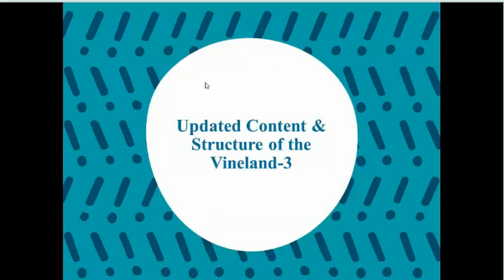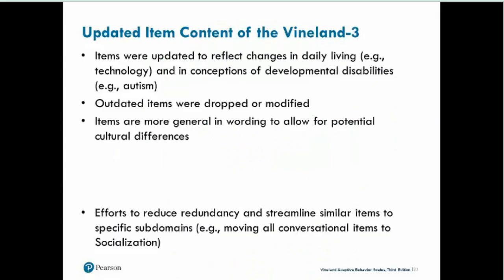Look at the updated content and structure of the Vineland 3. The Vineland 3 items were updated to reflect changes in daily living, and a lot of this is around new technologies and also in relation to conceptions of developmental disabilities. For example, there are more questions that are designed to help assess adaptive behavior in children who have autism, because we know that is a higher incidence area now than maybe 10 to 20 years ago. The outdated items have been dropped or modified, and the items are more general in their wording, and this allows for more cultural differences to be accounted for.